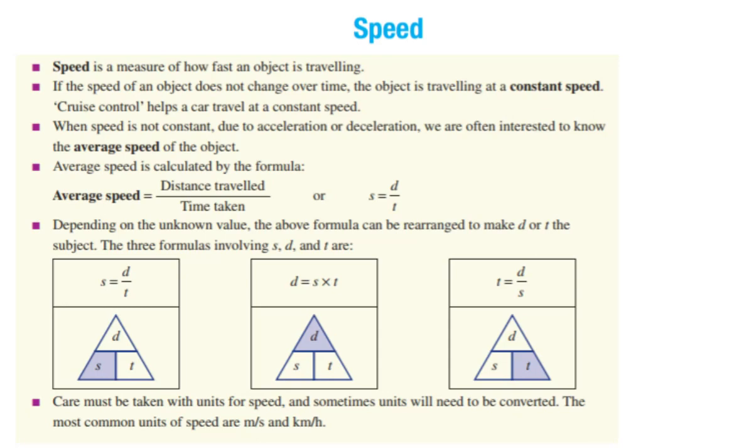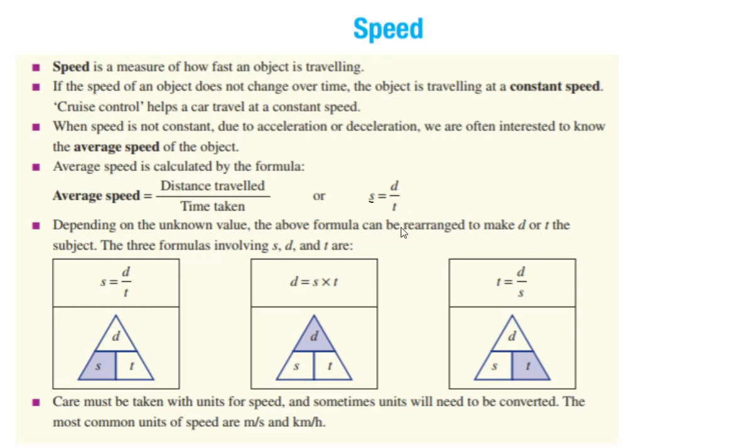This is lesson 8 in rates and ratios. It's on speed, and speed is a practical application of rates. It's a measure of how fast an object is moving, and the formula for speed, or average speed, is distance travelled divided by time, or S equals distance over time.